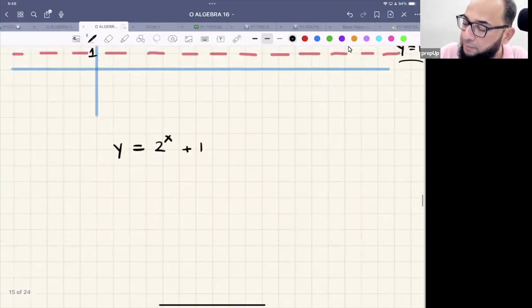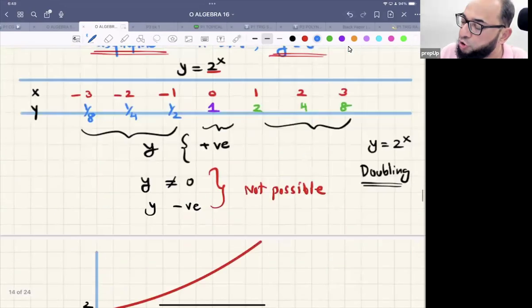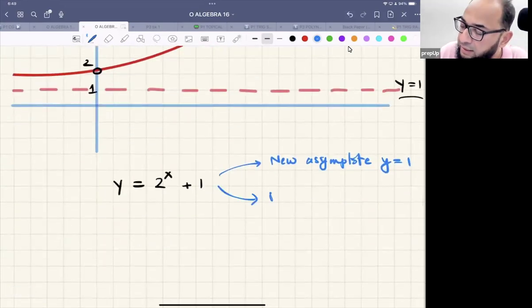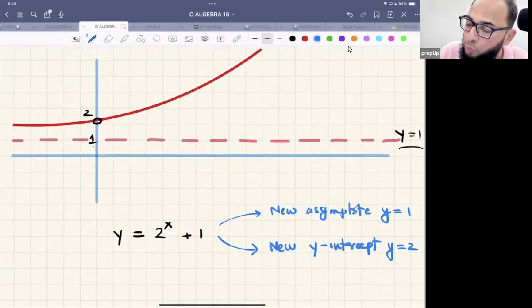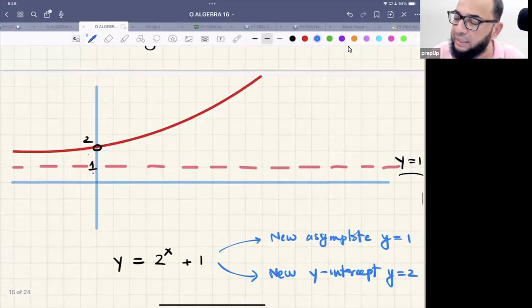So two things are happening. The new asymptote is y is equals to 1. It was initially y is equals to 0, now it's y is equals to 1. And what's the other thing? The new y-intercept, that is y is equals to 2. So now it's 2 at 1 and 2. Before that, it was 0 and 1. So both things have been increased by 1 unit. So that's how we have drawn the graph of y is equals to 2 power x plus 1.